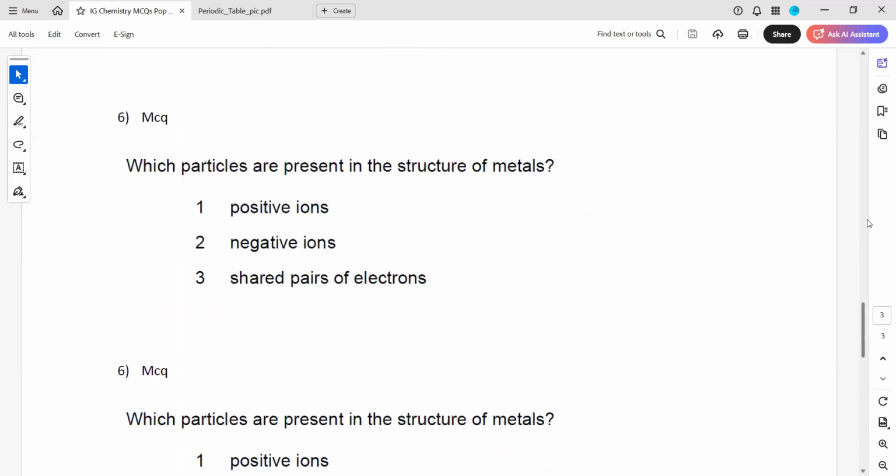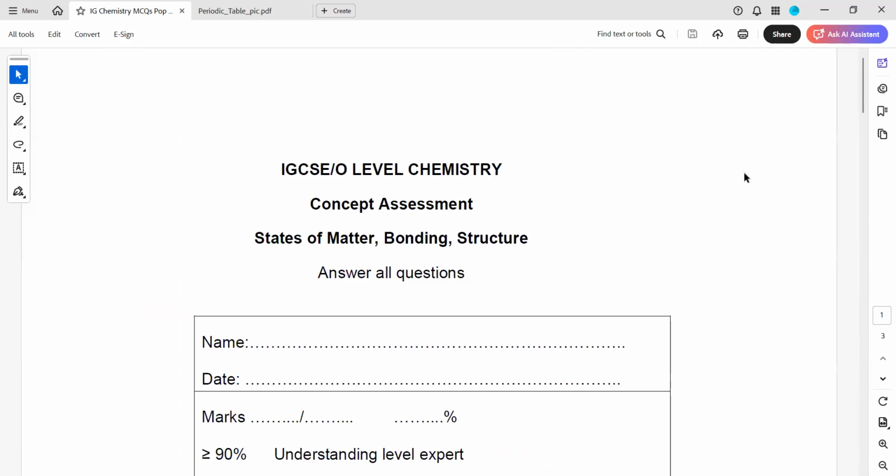So this was pop quiz 5, the MCQs. The next session will discuss the structure questions of pop quiz 5 of chemistry.